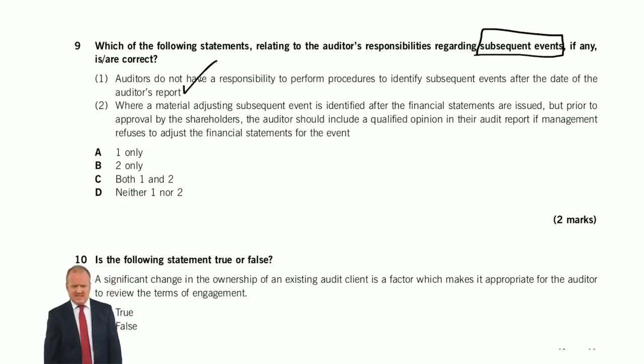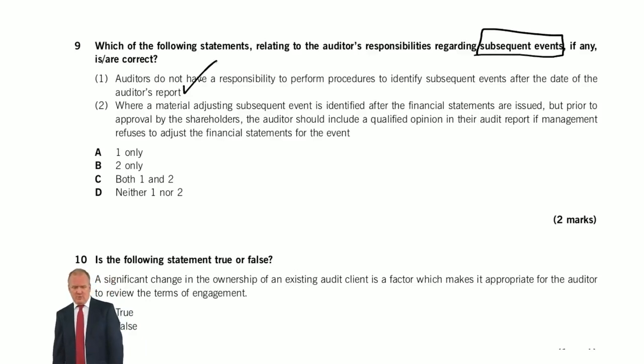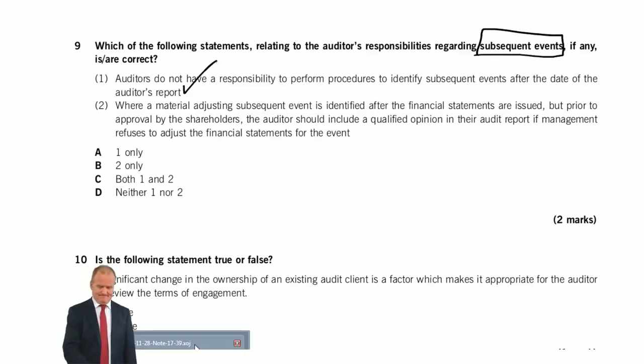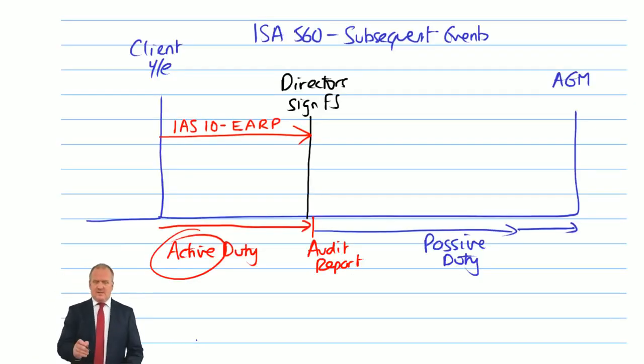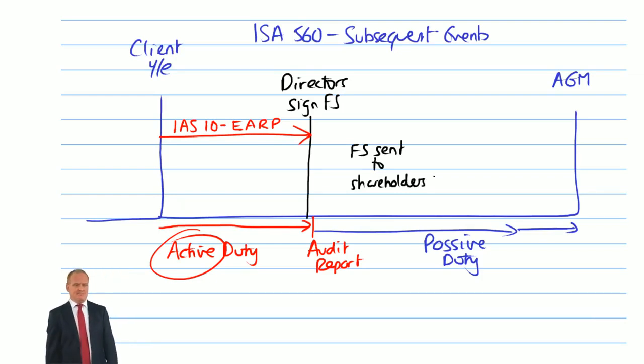Where a material adjusting subsequent event is identified after the financial statements are issued, so they've been sent to the shareholders, meaning your audit report has also been finished, the auditor should include a qualified opinion in their audit report if management refuses to adjust the financial statements. The directors sign the accounts, we sign our audit report. The financial statements are then sent to the shareholders in advance of the AGM.